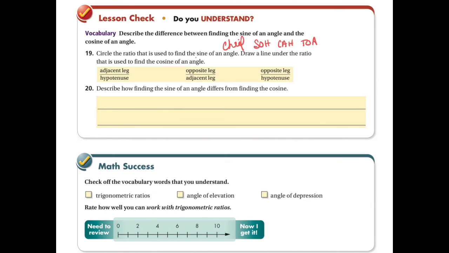Okay, to find the sine of an angle, remember SOHCAHTOA. Sine is opposite over hypotenuse. Cosine is adjacent over hypotenuse, and tangent is opposite over adjacent. So how is finding the sine different than finding the cosine? Well, sine is opposite over hypotenuse, whereas cosine is adjacent over hypotenuse.